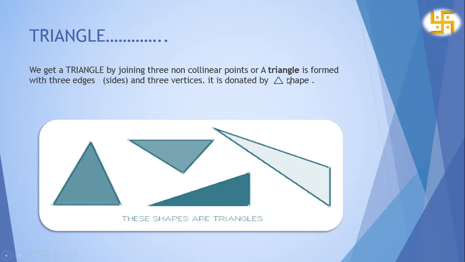And it is dominated by this shape. This shape is not the shape of a triangle. See, the shape of a triangle can be of different types. It is also a triangle. But it is dominated by only this shape.